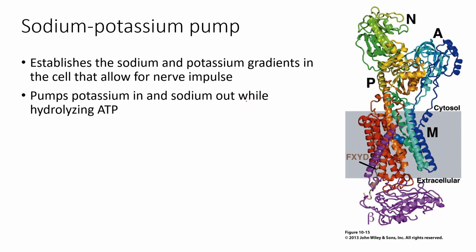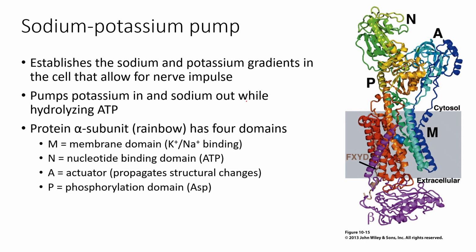All right, now that we've talked about a number of different types of primary active transport, let's talk more about the sodium-potassium pump. The sodium-potassium pump helps to establish those sodium and potassium gradients in our cell that allow for our nerve impulses. Just as a reminder, it pumps potassium in and it pumps sodium out, and it does this while it's hydrolyzing ATP.